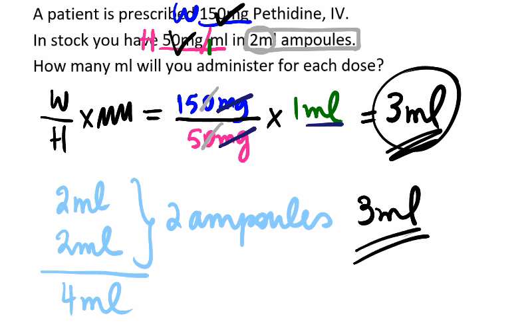So anyway, the question is only asking how many mils will you give for each dose? 3 mils. If the question had asked you how many ampules will you need, you would need 2 mil ampules, 2 of those, even though you wouldn't use all of the contents of the ampules.